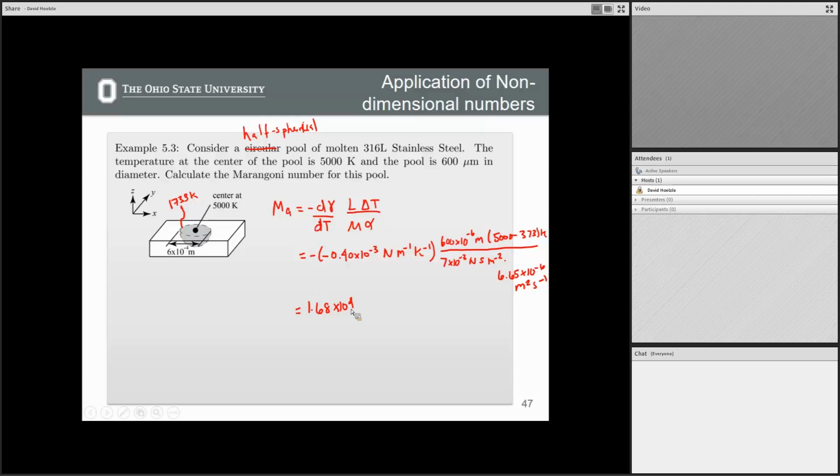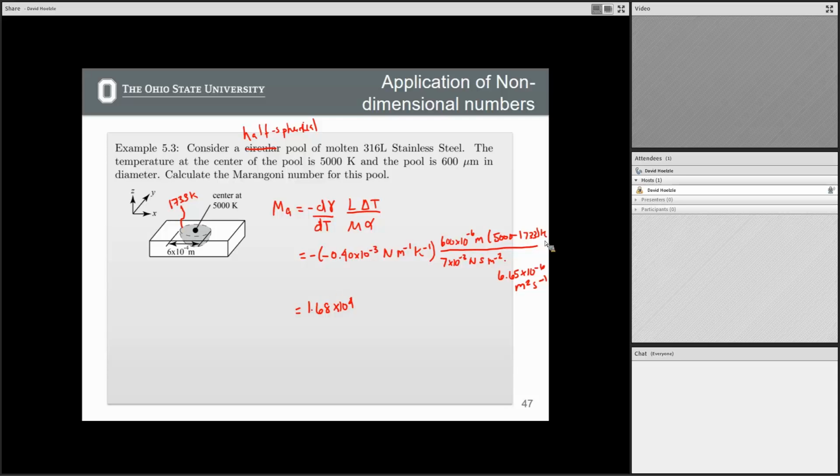Yes? Would it be 5,000 K minus 373, or would it be 5,000 minus the solidus? Thank you. That's an error. I have it right in my notes in front of me, and I just ignored looking at my notes. Thanks. 1733. Thank you. Yeah, background temperature doesn't matter in this problem.